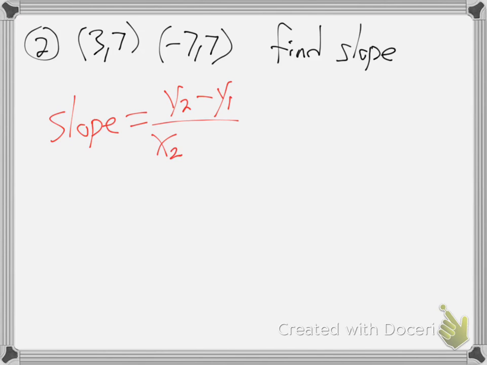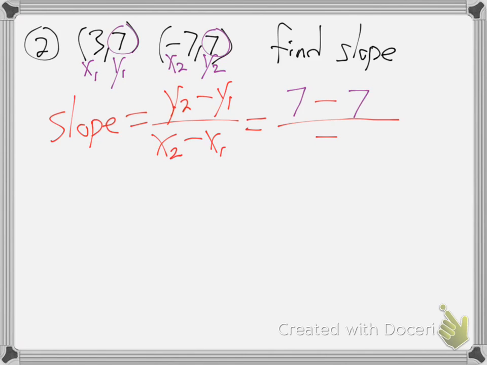y2 minus y1 over x2 minus x1. So we remember this is x1, y1, x2, y2. So it's going to end up being y2, which is 7. And we're going to have the built-in subtraction symbols, top and bottom. So y2 minus y1 over x2 minus x1. Good to there? And so that's just 0 on the top.